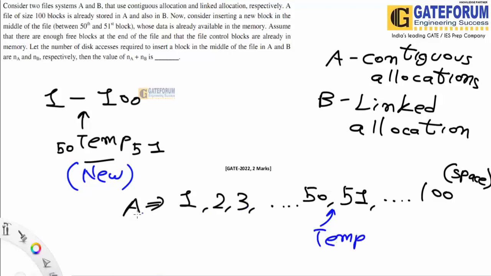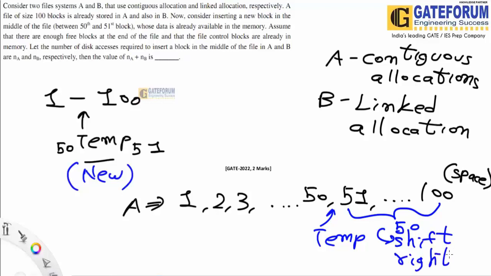So first of all, if it is a contiguous allocation, you can directly go to this particular position of 51. You add this particular temp block and the remaining 50 we just need to shift right. Contiguous you can consider like an array where you will just add this particular block here and everything else you need to shift right. So 50 would be the shift right, which would be the write operation which we perform. Number of disk accesses required for this would be 50, and this one for one time.